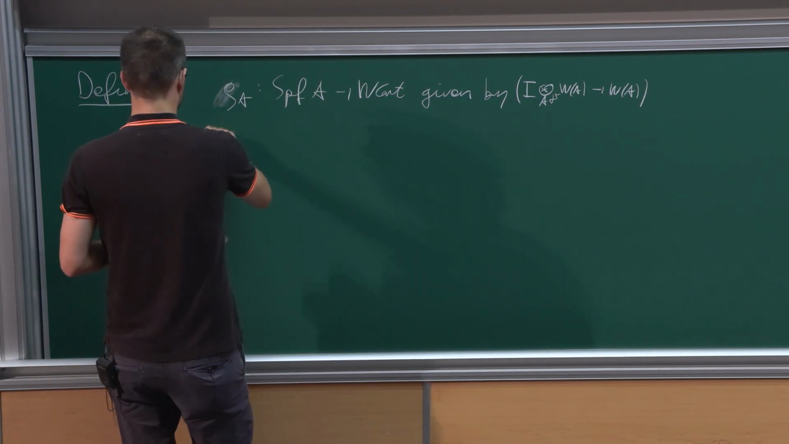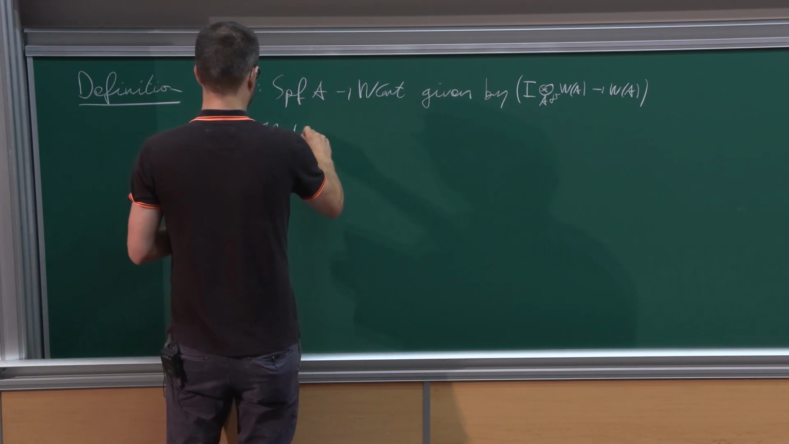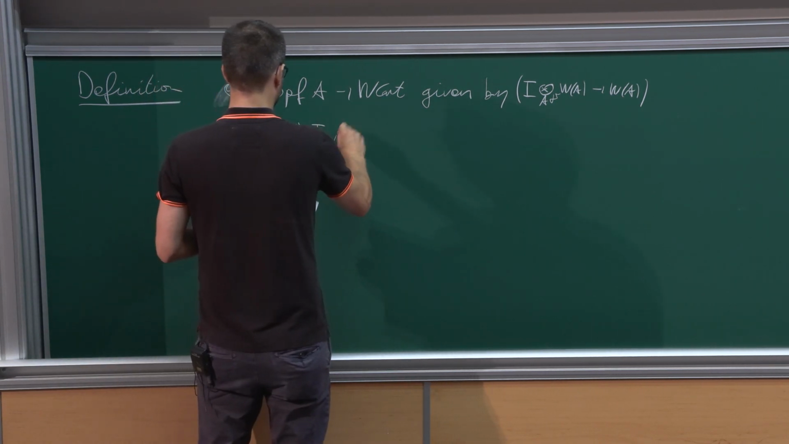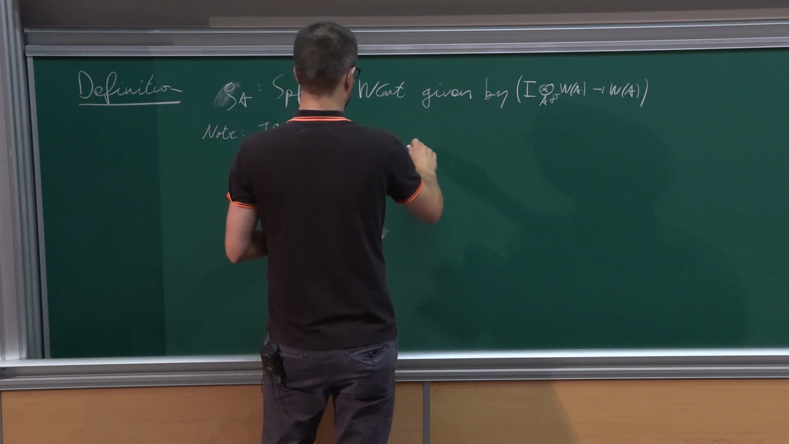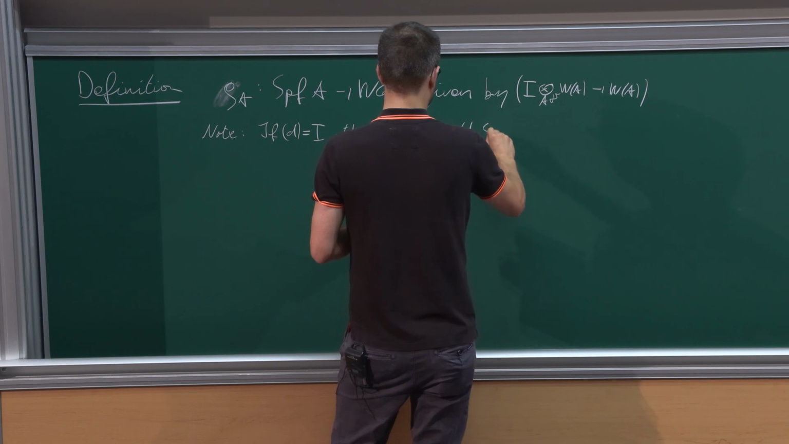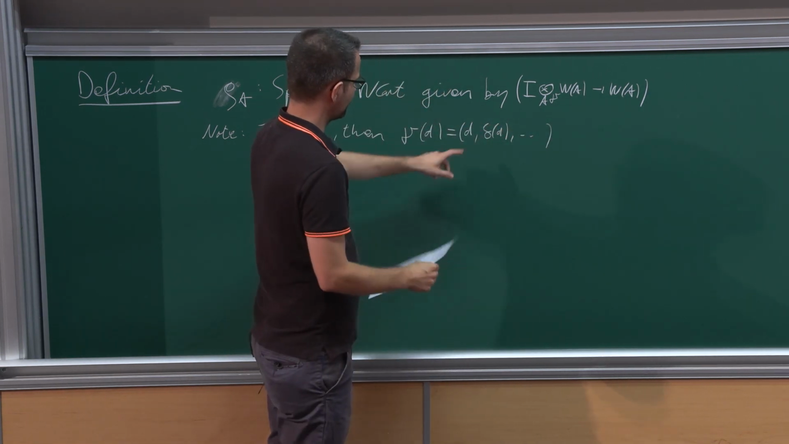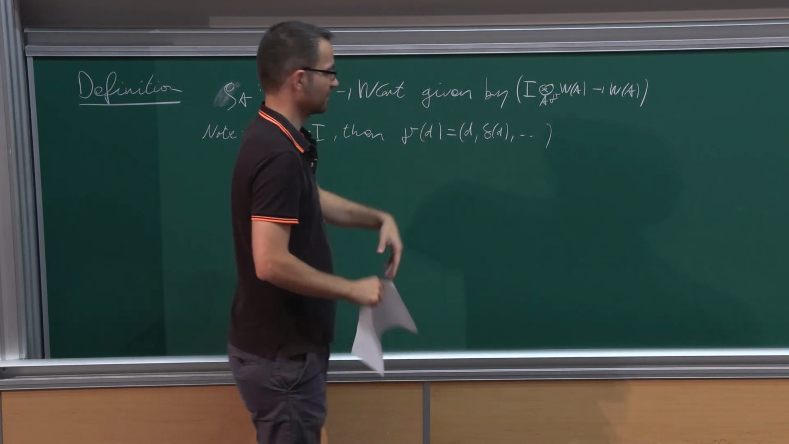And so note, if d is a generator of I, then gamma of d is equal to d and then delta of d. And so we see that these conditions are satisfied: d is topologically nilpotent and that thing is a unit.